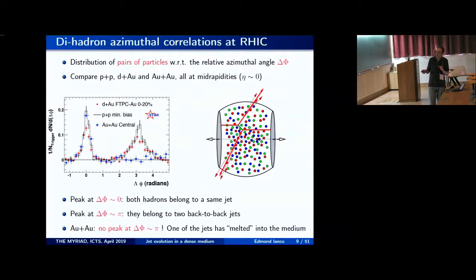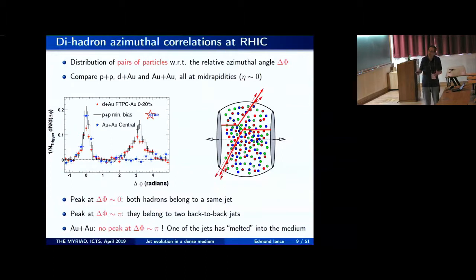And these two peaks are clearly visible in proton-proton collisions in the red histogram, the line. It's also visible in deuteron-gold collisions. And the width of the peaks at delta phi equals 0 and delta phi equals pi, both in deuteron-gold and proton-proton, are essentially the same, which means that in both cases, there is the same kind of vacuum physics which fixes the distribution of particles inside the jet.